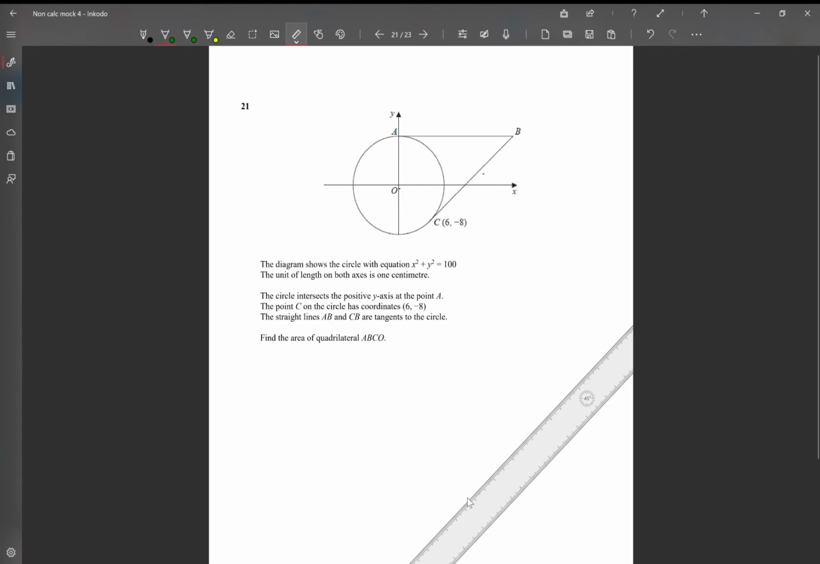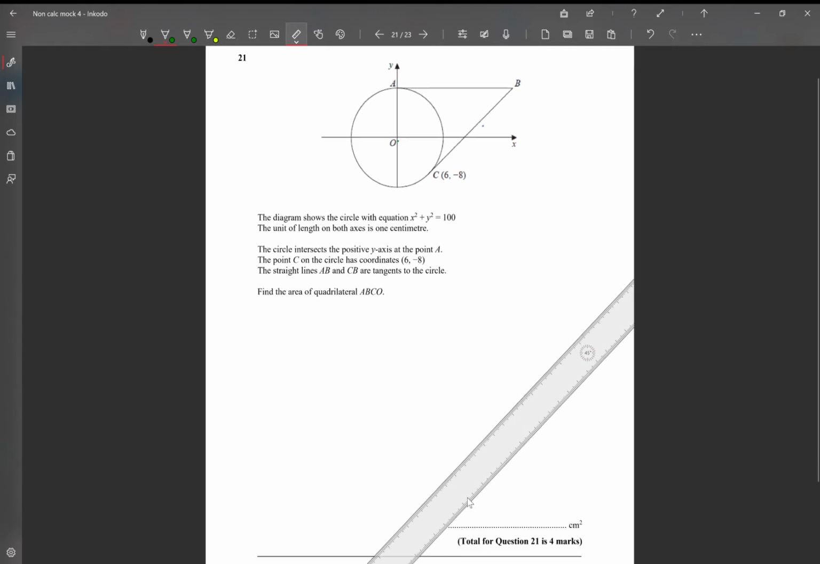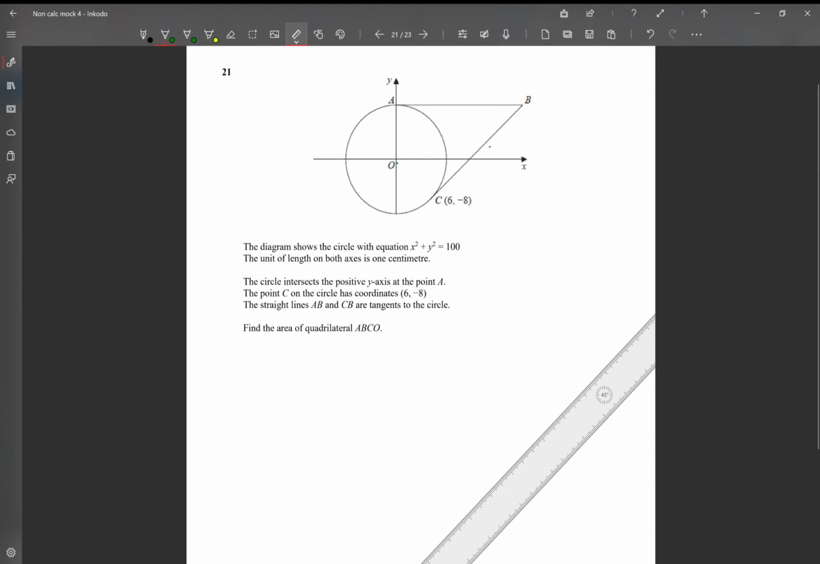Okay, so here we have a circle, and then you have two lines forming tangents to the circle. You want to have a go at this first. Pause it now, and I will go through it.